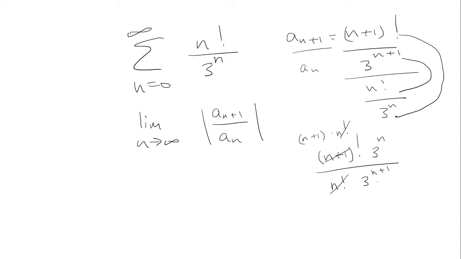3 to the n and 3 to the n plus 1. Well, 3 to the n plus 1 has an extra factor of 3, so that's going to go away. And so what I'm left with is n plus 1 over 3. And we're going to take the limit as n approaches infinity. We don't care about the absolute value here because n is going to be positive, and so because n is positive, everything else will be positive. And we get that the limit is infinity. So because the limit is greater than 1, this will diverge by the ratio test.